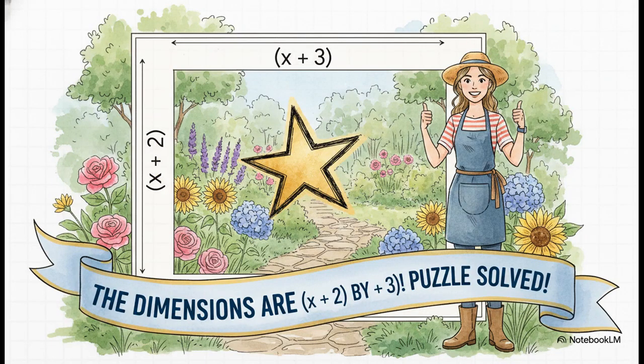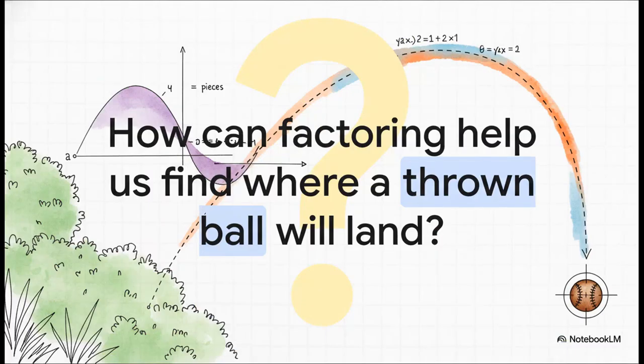And there you have it. The dimensions of the garden are x plus 2 by x plus 3. Our landscape architect can finally get to work. By using factoring, we took a kind of abstract polynomial and turned it into concrete, useful information. The puzzle is solved.